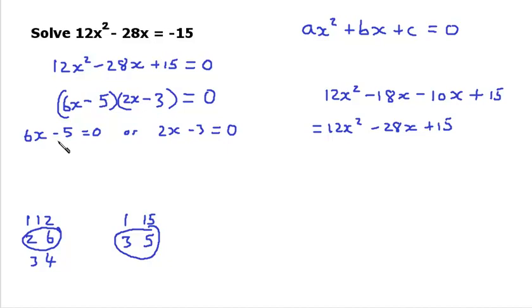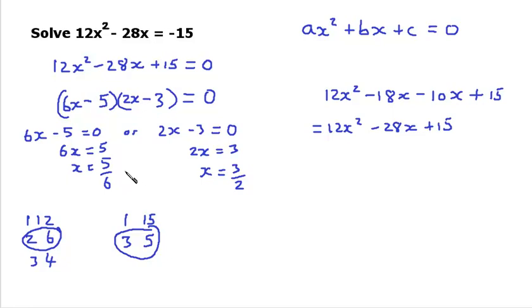So over here we start by adding 5 to both sides. That gives us 6x equals 5, and then we divide both sides by 6, which gives us x equals 5/6. And the second equation, we start by adding 3 to both sides, which gives us 2x equals 3, and then we divide both sides by 2. So we get x equals 3/2, or 1.5. Now you can either leave those like that, or you could convert them into decimals on your calculator.